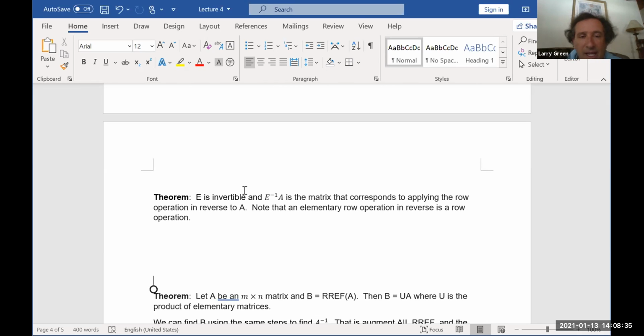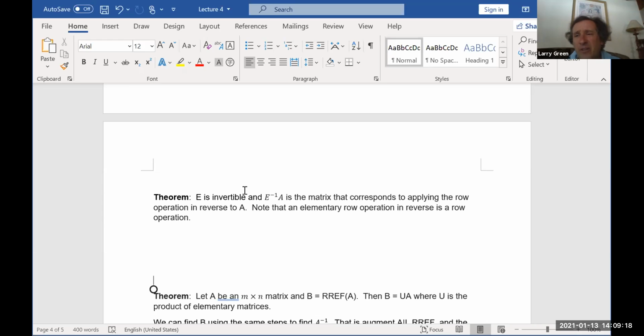Okay. So then E inverse is a matrix that corresponds to applying the row operation in reverse. Because E applies a row operation, E inverse is undoing the row operation. Do you see that? Very important. Okay, so the proof is kind of, that's it. I mean, that's the whole proof. So what that says, one thing, is that all elementary row operations as matrices, elementary matrices, are invertible. And you can actually see what they do.